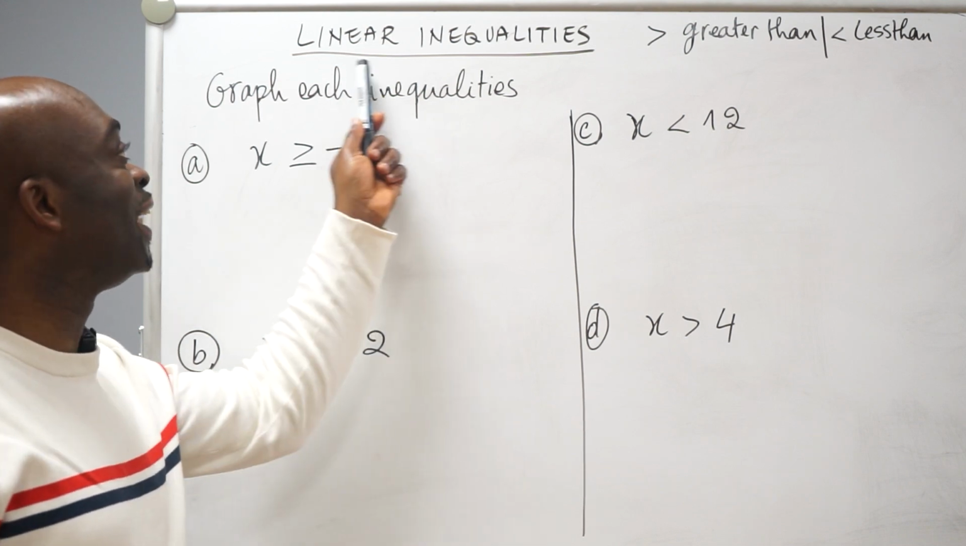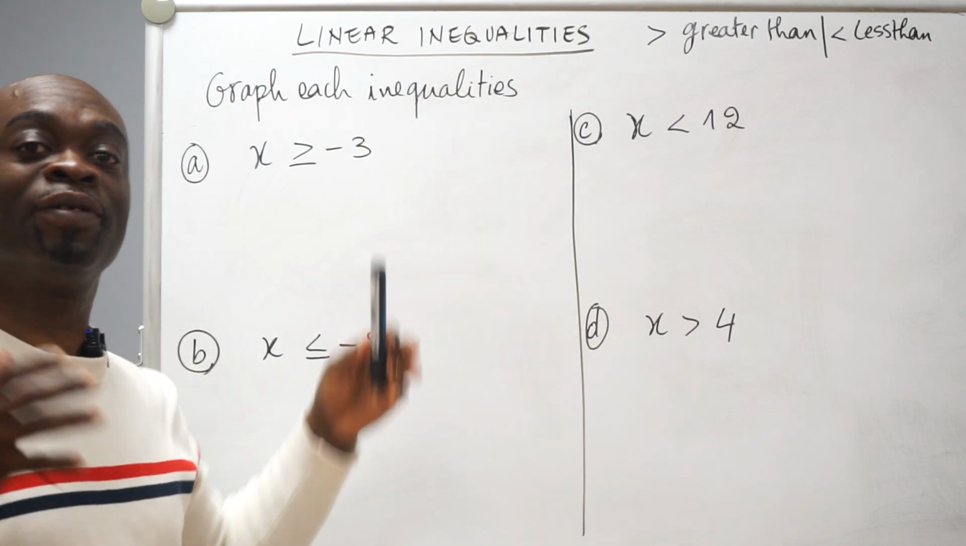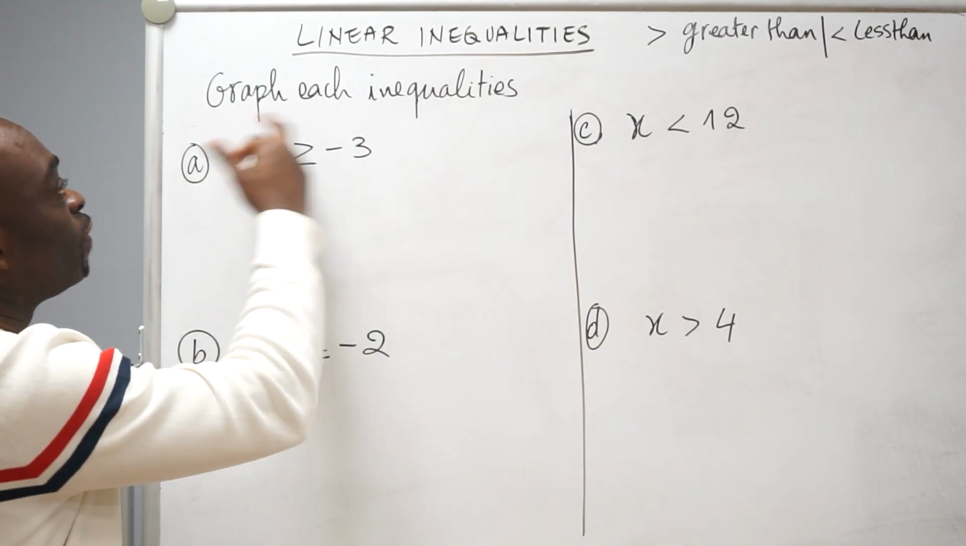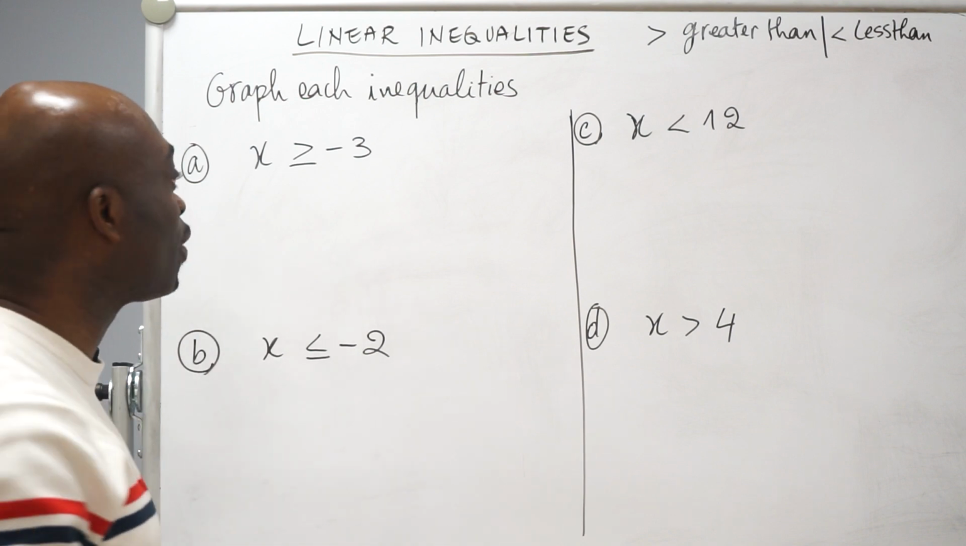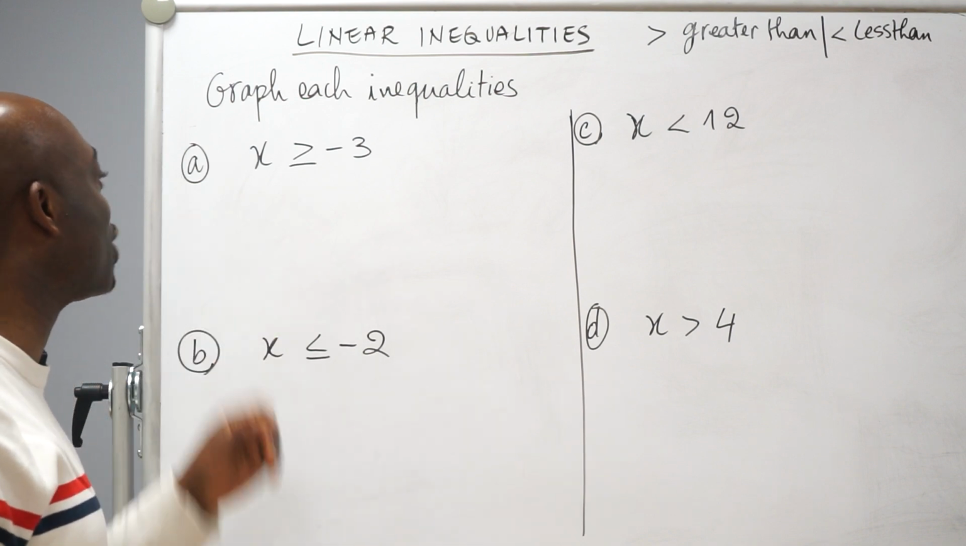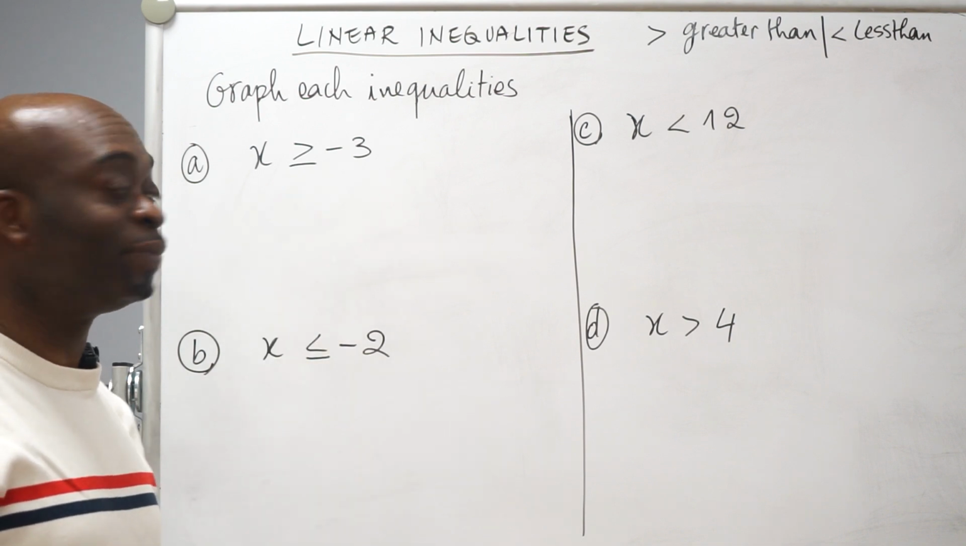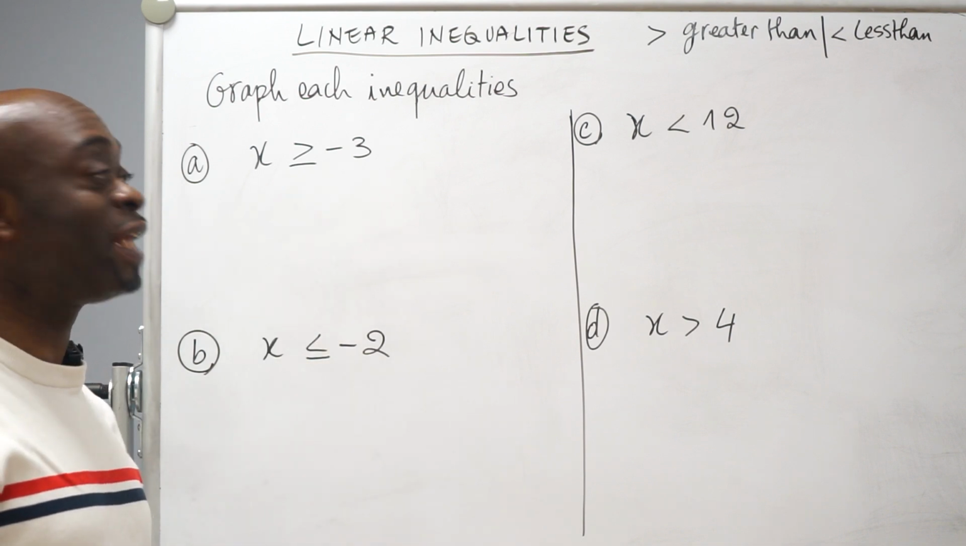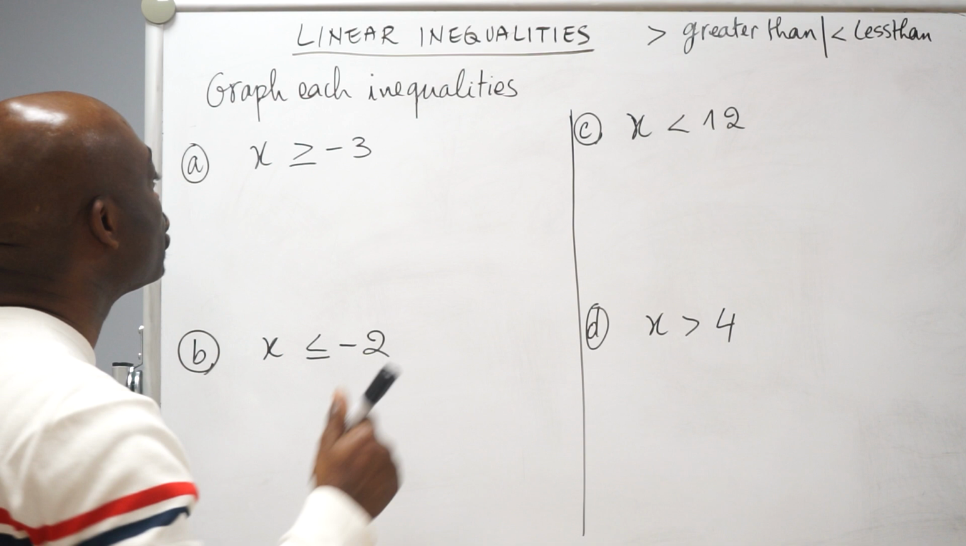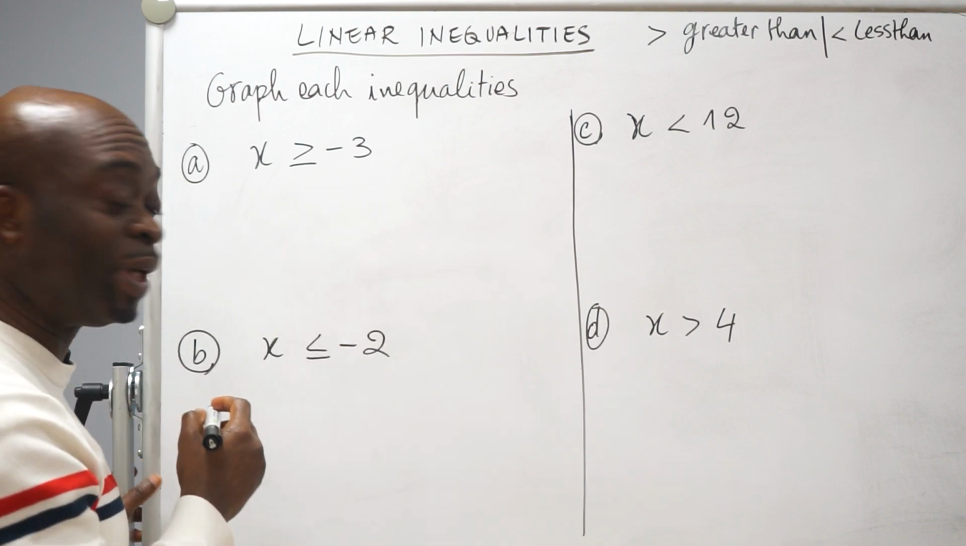Guys, we are under the linear inequalities problems here. So graph each inequality. We want to graph it. If you take question A, we have x greater than or equal to -3. That means what? So we go on the number line.